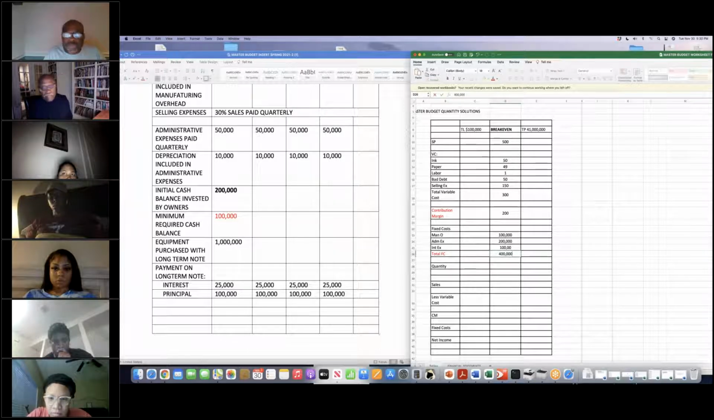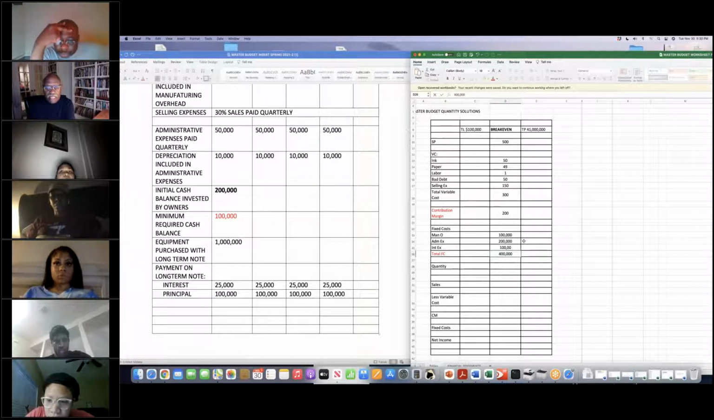So at this point, we have fixed costs of 400,000. Does everybody see how we got 400,000? The fixed costs are always going to be manufacturing overhead, administrative expense, and interest expense for the entire year. Does everyone see the 400,000? Anybody don't see the 400,000?